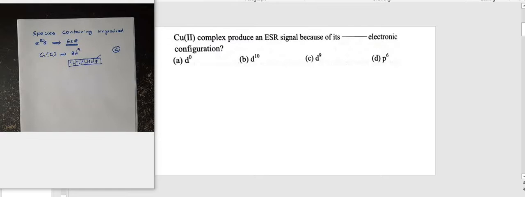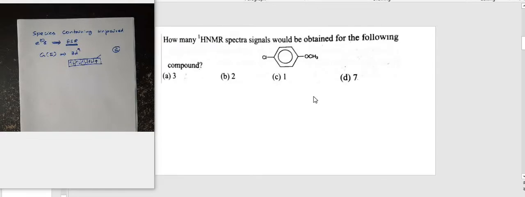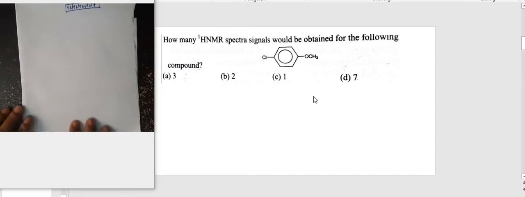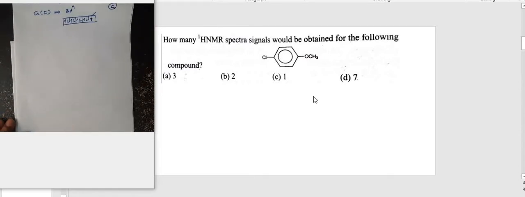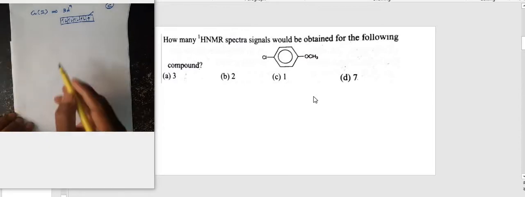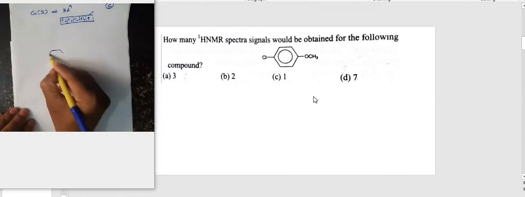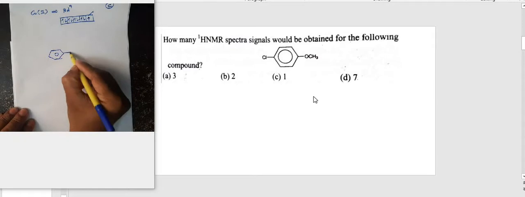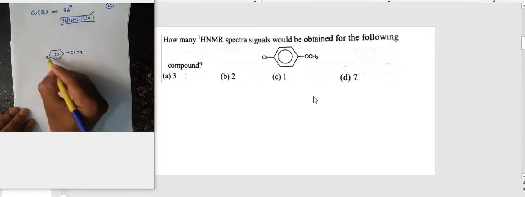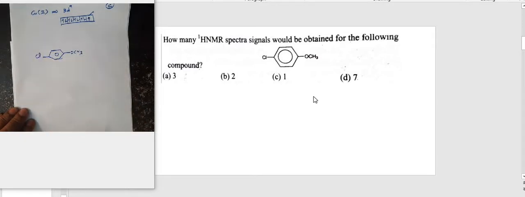Okay, let's see the next question. How many proton NMR signals would be obtained for the following compound? So here the compound given is parachloroanisole, OCH3, and in the para position we have chlorine.